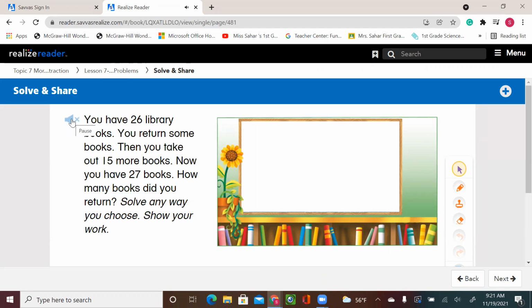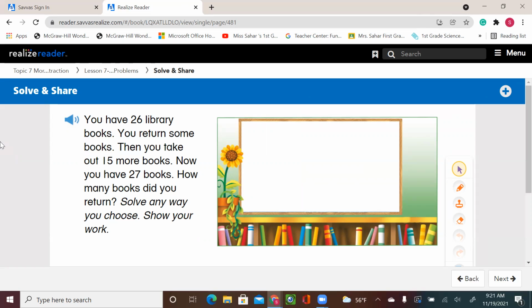You have 26 library books. You return some books. Then you take out 15 more books. Now you have 27 books. How many books did you return? Solve any way you choose. Show your work. Okay, so as you see, there's lots of information we need to find out.